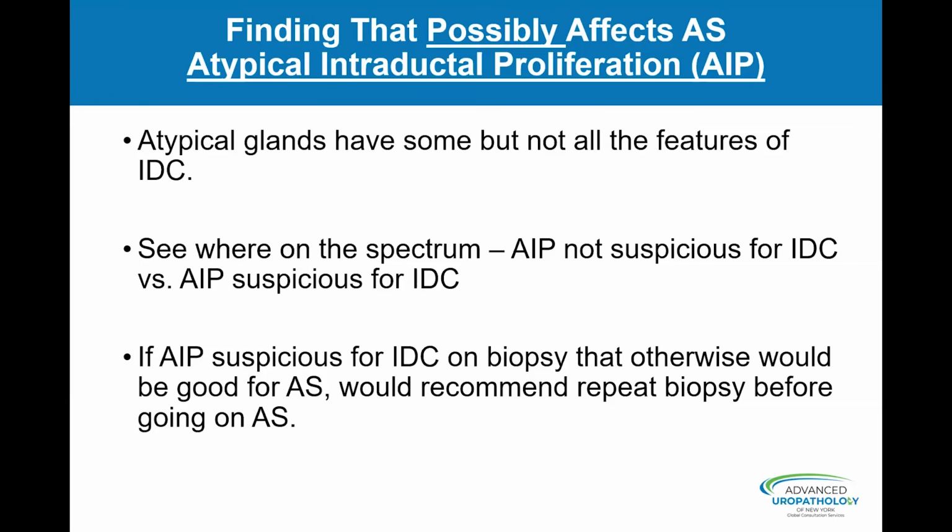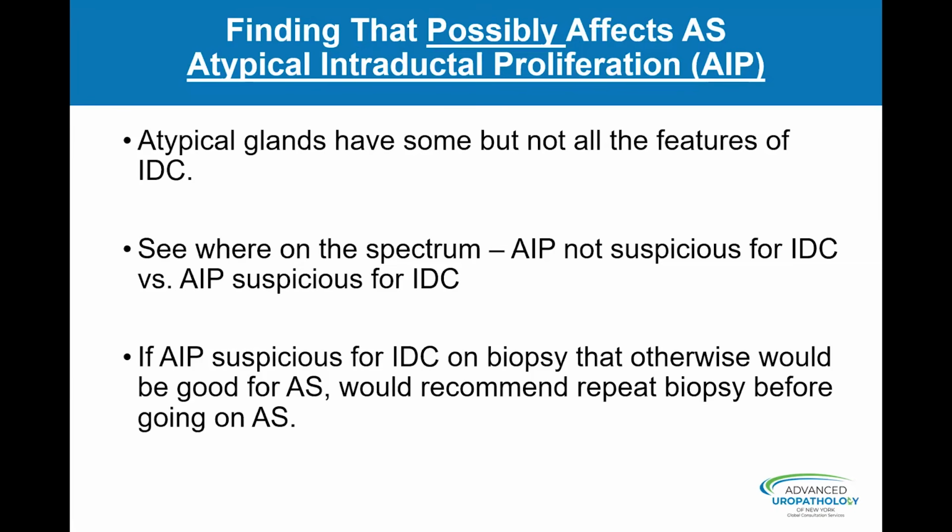You may also see the term atypical intraductal proliferation, or AIP. Those are glands that have some features, but not all, of intraductal cancer. So it's important, if you're on active surveillance and one of your biopsies shows AIP, to talk to your urologist and say, can you find out from the pathologist, is this an AIP suspicious for intraductal cancer, or is it an AIP not suspicious for intraductal? Because there is a spectrum.